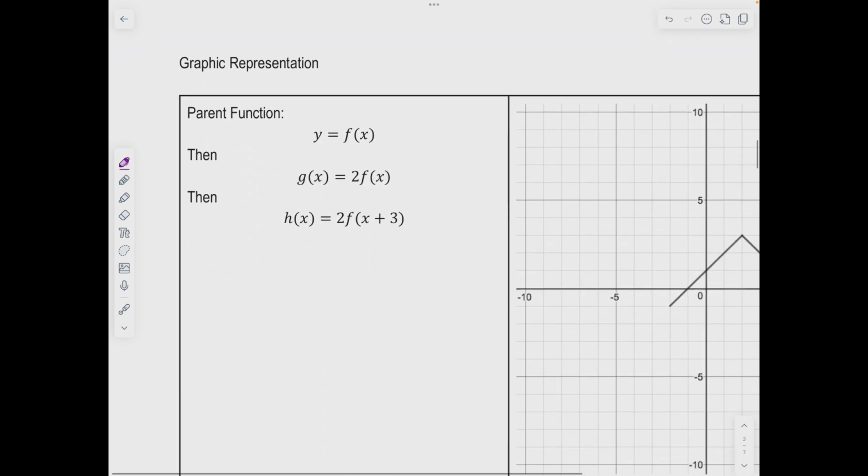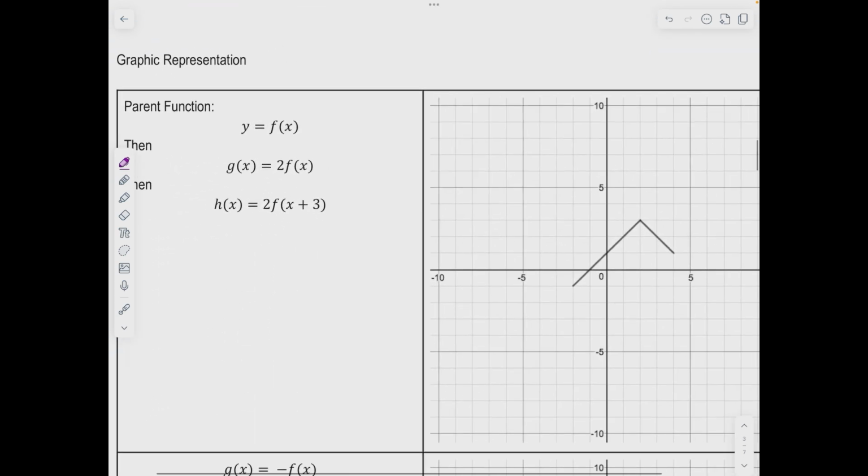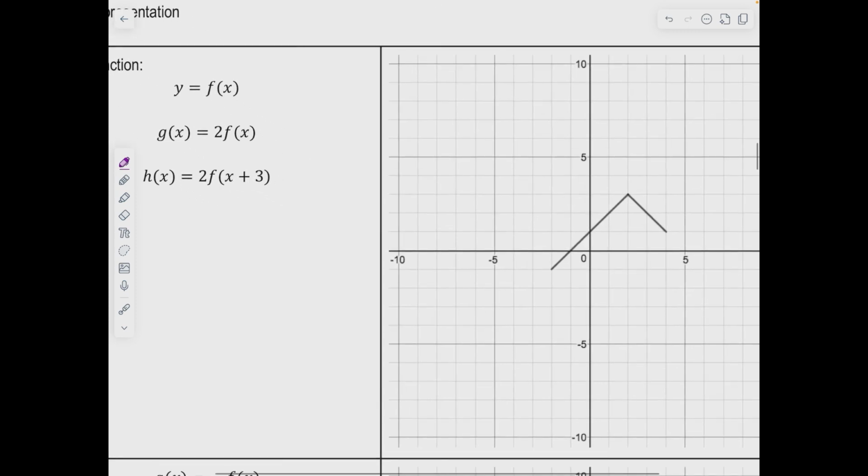Graphic representation. Okay, so I'm going to try one and let you guys try. So this is the graph of f of x at the moment. It almost looks like a little mountain. Okay, there's 3 important points for me here. I'm looking at negative 2, negative 1. I am looking at 2, 3. And then I am also looking at 4, 1. Okay, so I'm going to use those as marker points here.